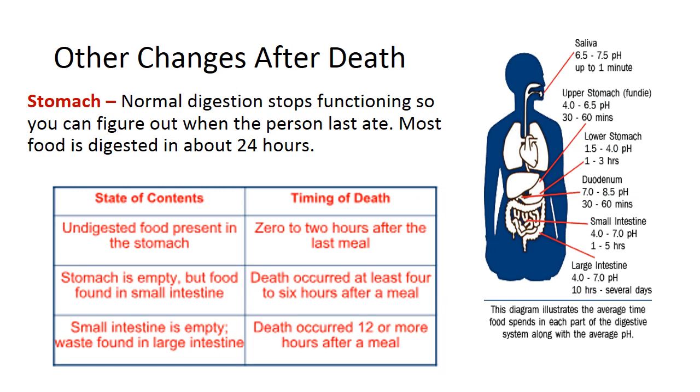Other things that happen after death is your body stops digesting food. So by using that, we can figure out when the last time a person ate was. If there's undigested food in the stomach, that means it's been 0 to 2 hours after their last meal. So we can use that to estimate time of death. If the stomach's empty, but you have food in the small intestine, that means you've got 4 to 6 hours after a meal. If the small intestine's empty, but you have waste in the large intestine, then that's been 12 hours since a meal.